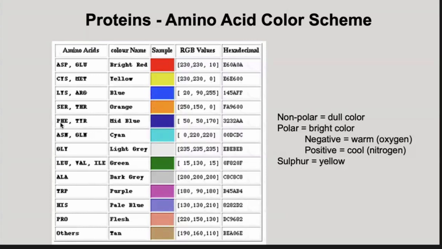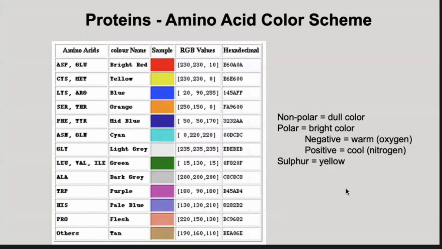But then things like phenylalanine, tyrosine, asparagine, glutamine, these get other cool colors like this mid blue and this cyan. Leucine, valine, isoleucine, they get a green. Histidine gets this pale blue. These are all things that have a slight positive polarity, although not a full-blown positive charge.